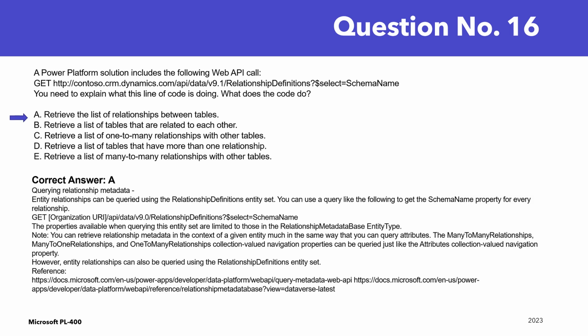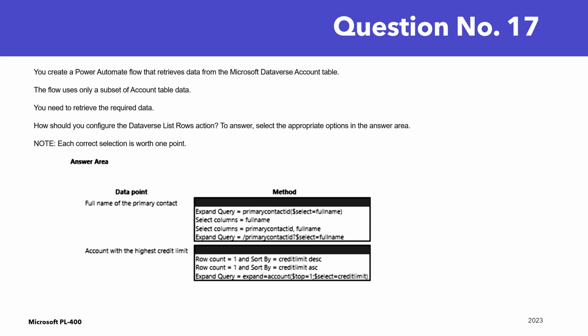You create a Power Automate flow that retrieves data from the Microsoft Dataverse account table. The flow uses only a subset of account table data. You need to retrieve the required data. How should you configure the Dataverse List rows action? To answer, select the appropriate options in the answer area. Note, each correct selection is worth 1 point.